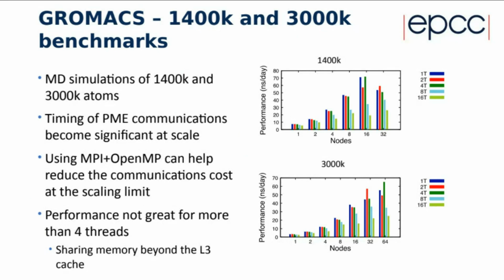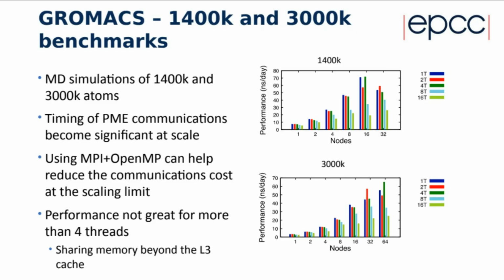Okay, so on to GROMACS. These are 2 molecular dynamics simulations of 1.4 million atoms and 3 million atoms. These will scale up to different amounts. You can see the 3 million atom case scales out to more nodes. For GROMACS, you don't really see that much benefit from using multiple threads. Looking at these, the performance is pretty much, up until you start to reach the scaling limit, always better on a single thread.